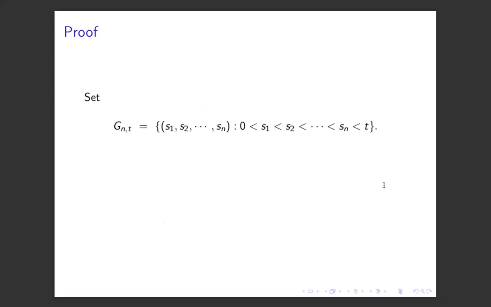So denote by G sub n,t the set of all n-tuples, that is (s1, s2, ..., sn), such that 0 is strictly less than s1, which is strictly less than s2, and so on, strictly less than sn, and sn is also strictly less than t. So this is the collection of all points in R^n such that the coordinates are all between 0 and t, and not only that, they are in strictly increasing order.